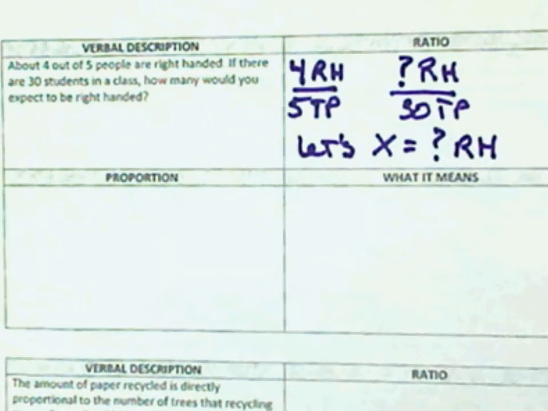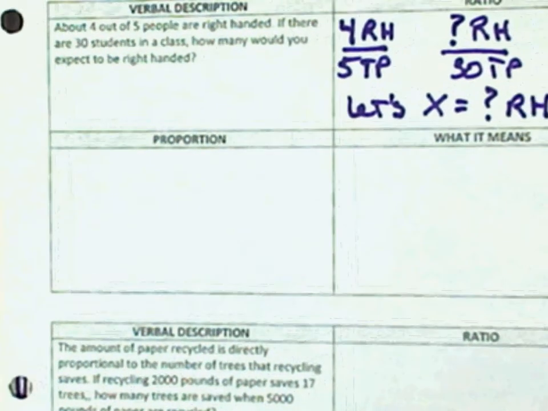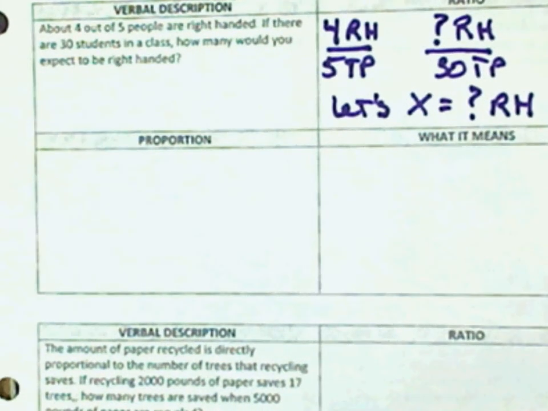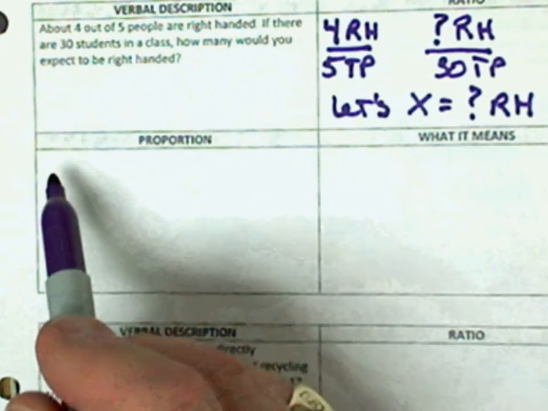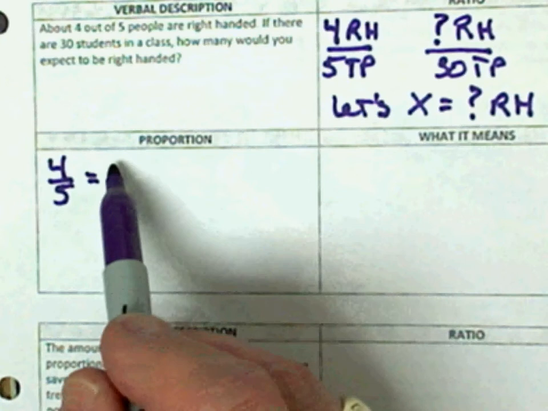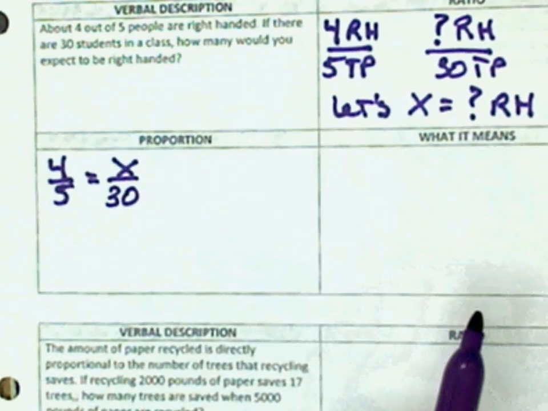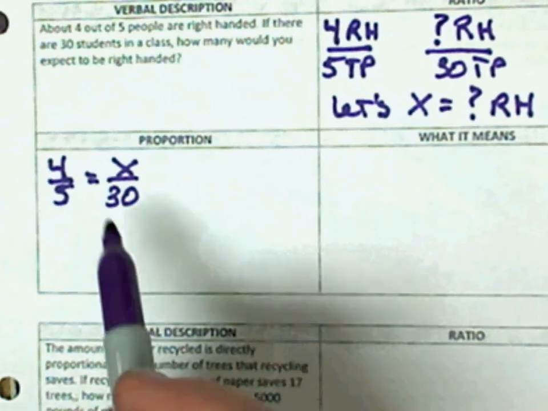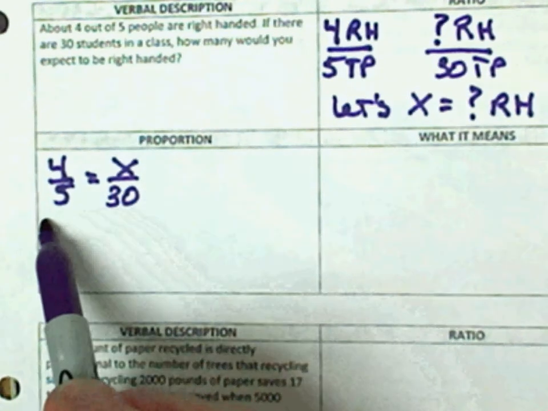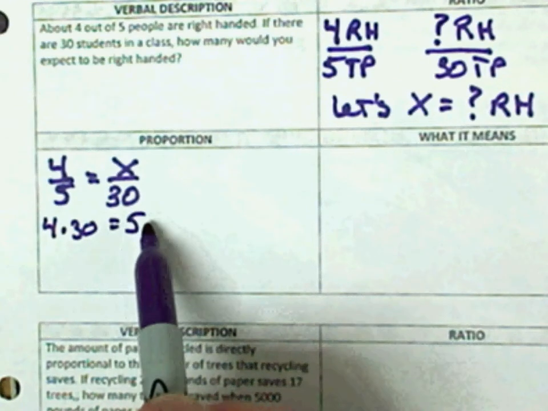So what's our proportion going to look like? Dorian? It's going to be 4 over 5 equals X over 30. And how can we go about trying to solve this? Who's got an idea? Suzanne? You can cross multiply. We can use cross products, right? We can go 4 times 30 equals 5 times X.